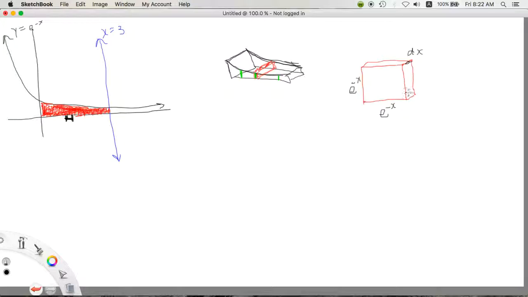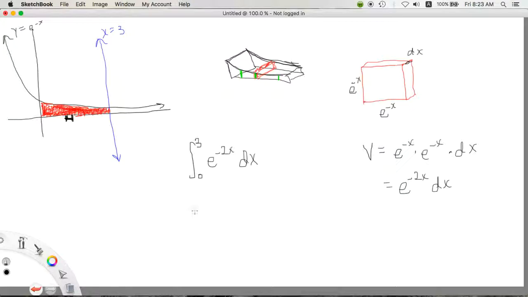So what is the volume of this little slice? Well, the volume of the little slice is e to the negative x times e to the negative x times dx, or e to the negative 2x dx, which means you have individual slices with this volume. If we want to add them all up from x equals 0 to x equals 3, then all we need to do is take the integral from 0 to 3 of this volume, and we're adding it all up.